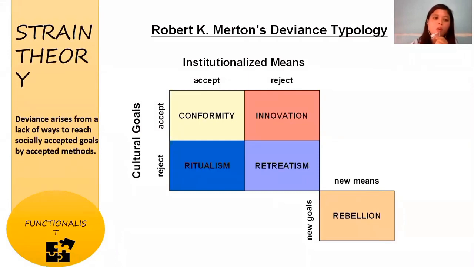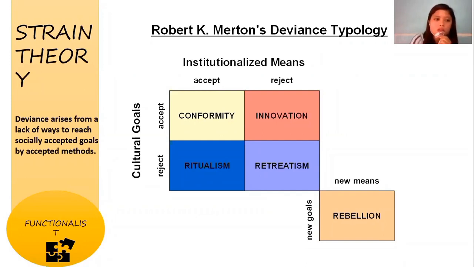So people here have no sense of goals, and at the same time, they also have no means of achieving it. So next, we have rebellion. Rebellion here, instead of accepting cultural goals and institutionalized means, they do the other way, meaning they set new goals and new means in order to become successful.